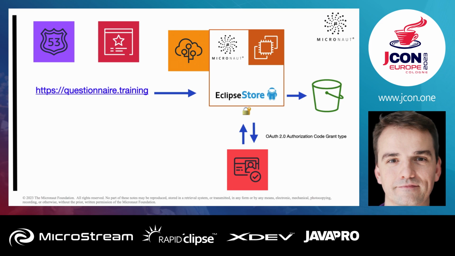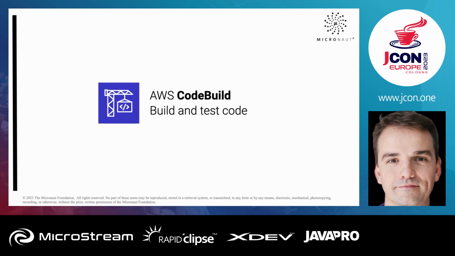So this is going to be the architecture, as simple as this one. I'm not going to show you the Cognito part today because I don't have it in the Eclipse Store demo application that I have. But essentially, when someone visits, actually we're going to visit a subdomain, https://webapp.questionnaire.training, that's going to be handled directly by this EC2 instance, which is deployed to Elastic Beanstalk. And when we save something, it's going to persist in this S3 bucket. So how are we going to deploy?